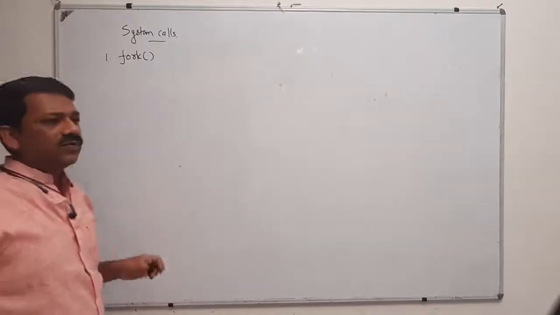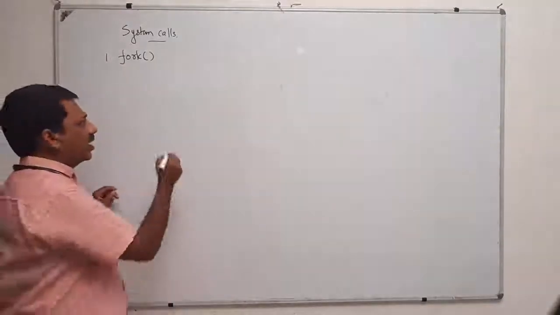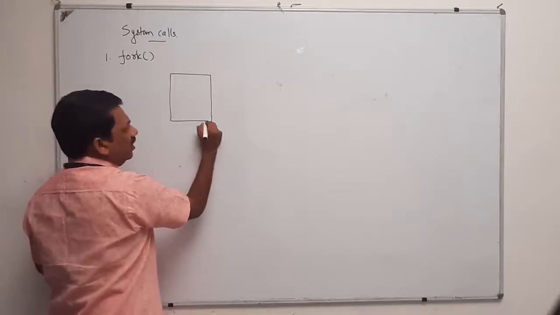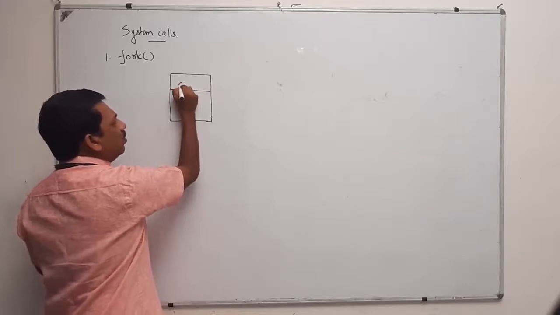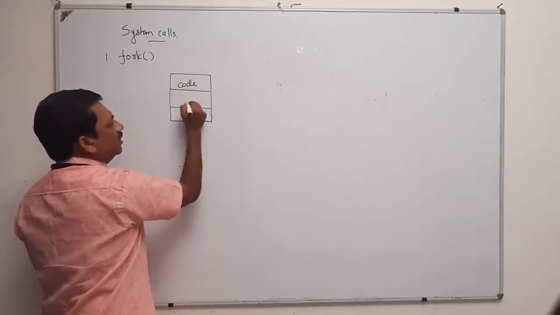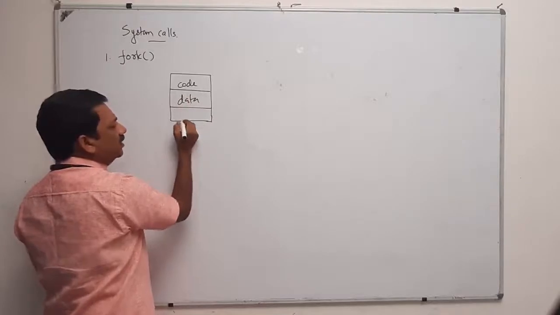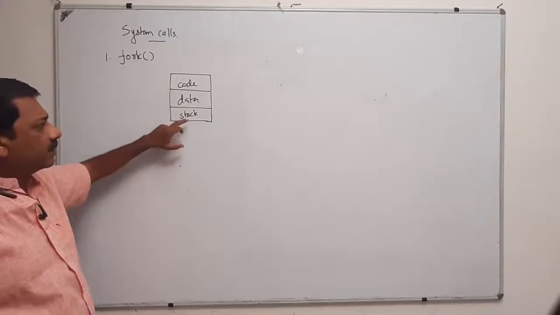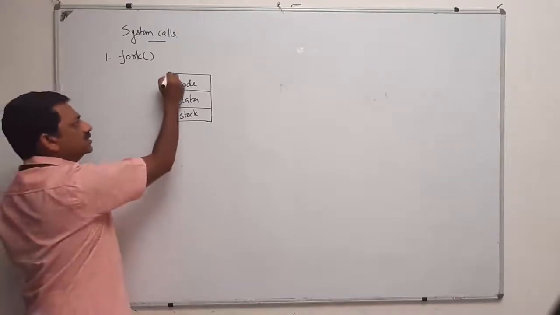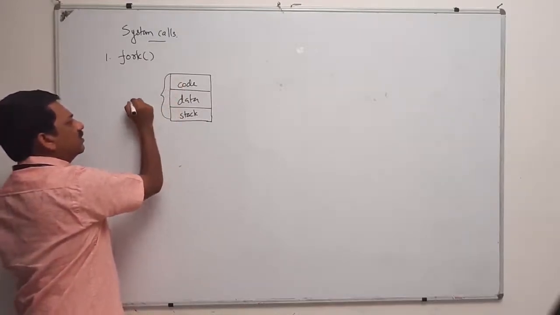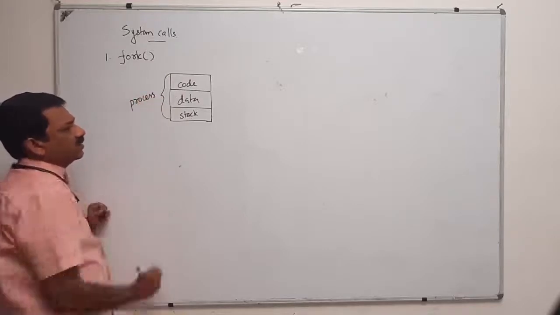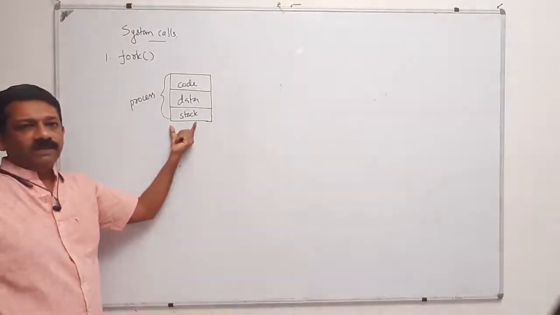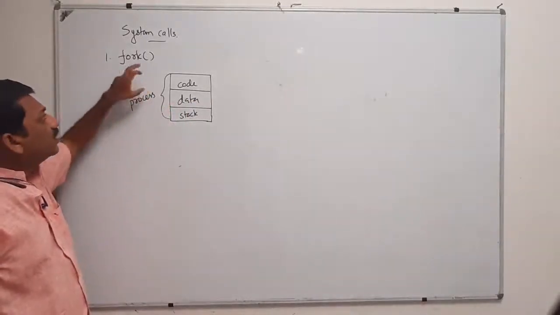And regarding this fork system call, as you know, you have a program or process in execution. This is the program, and this is having a code area. Then a data area is there, then also a stack area. This is a process, a program in execution, and this is in the main memory of the computer.